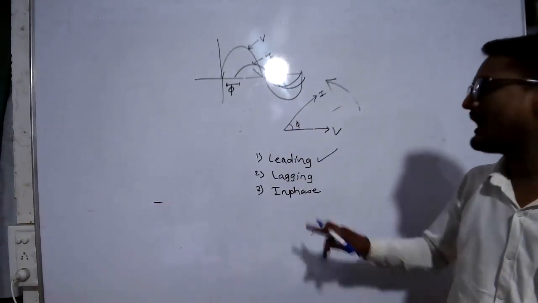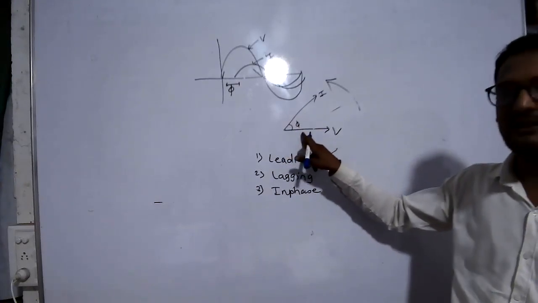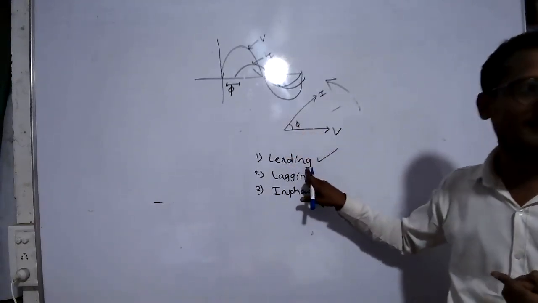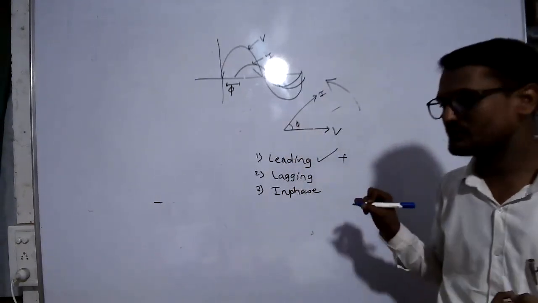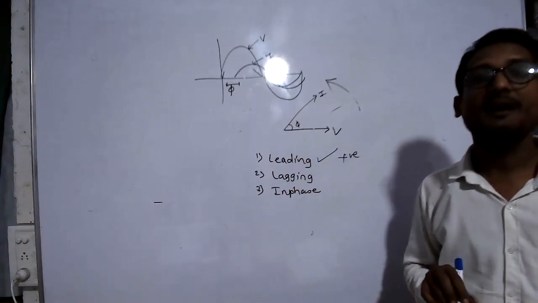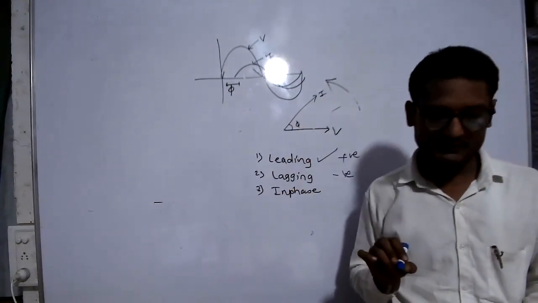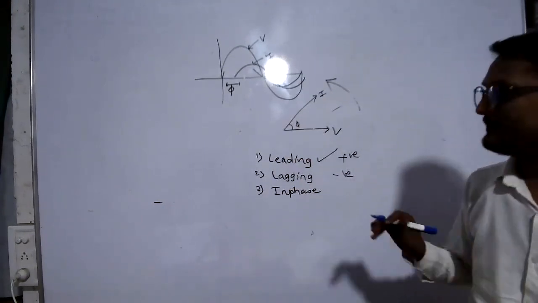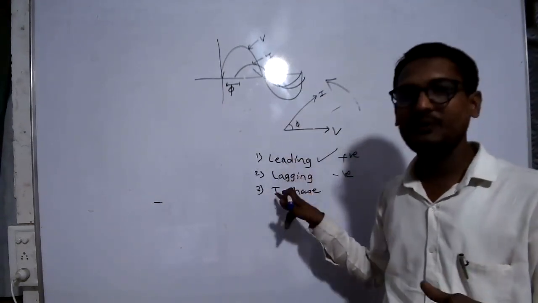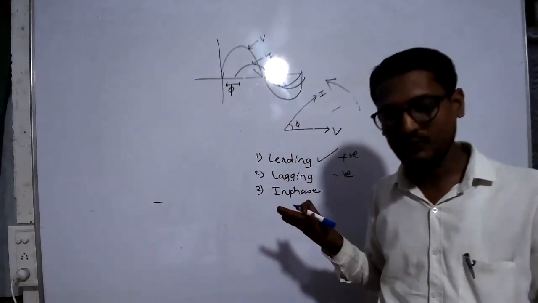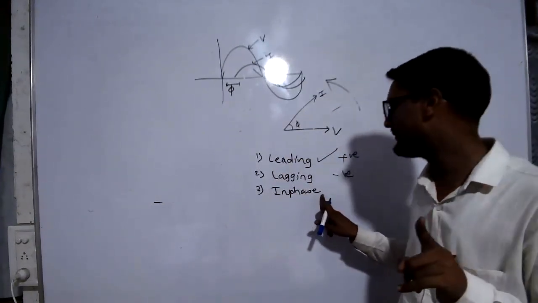If the angle phi is positive, then it is called a leading phase difference. If the angle phi is negative, then it is called a lagging phase difference. If there is no phase difference, no angle phi generated between the voltage and current or two electrical quantities, then it is called in phase.